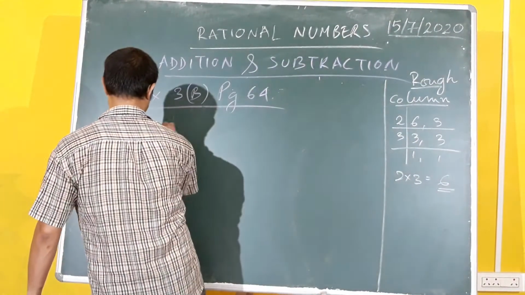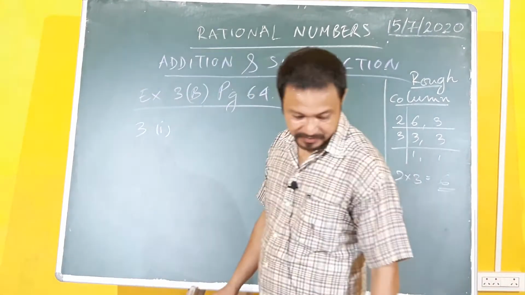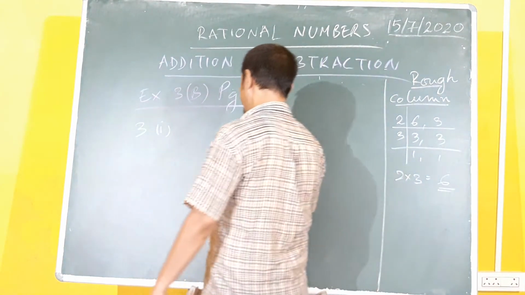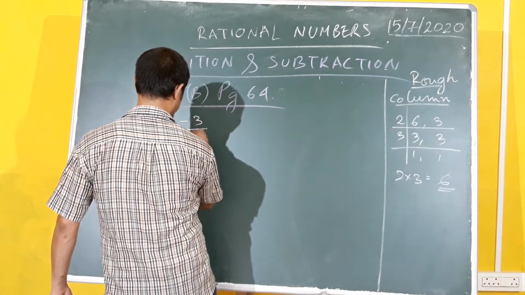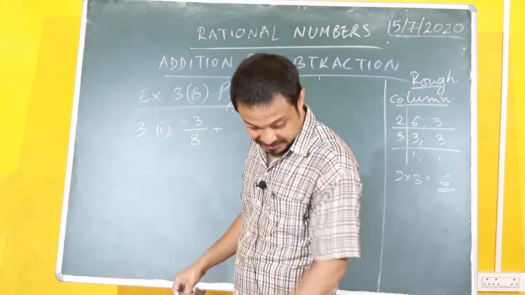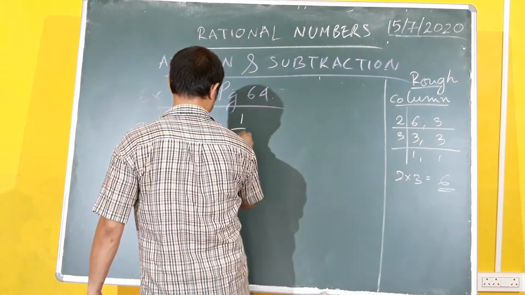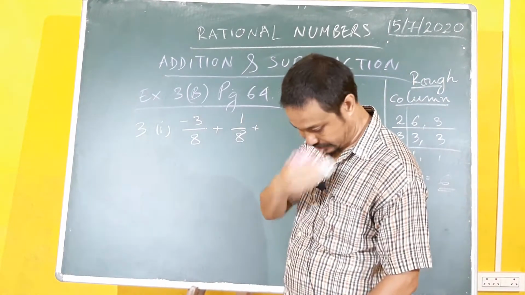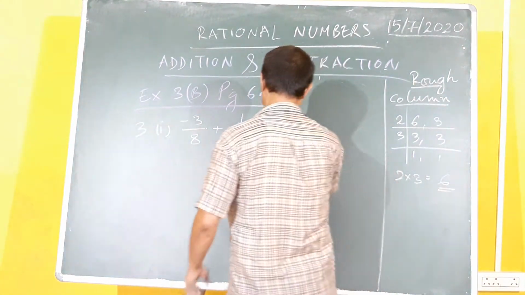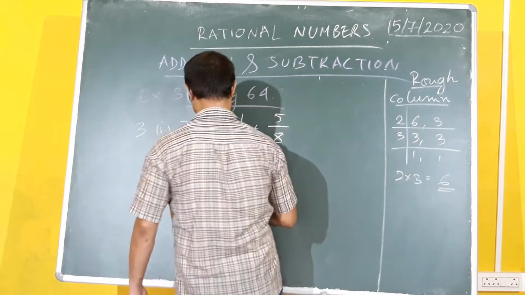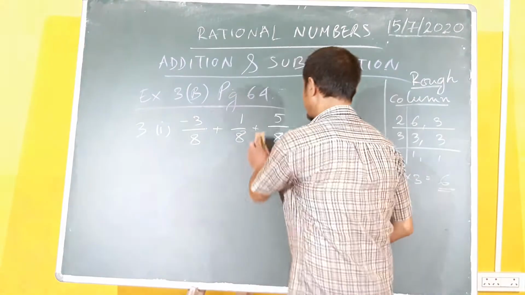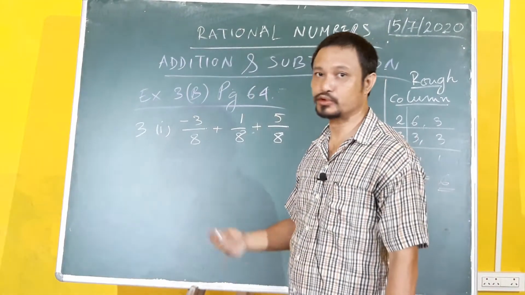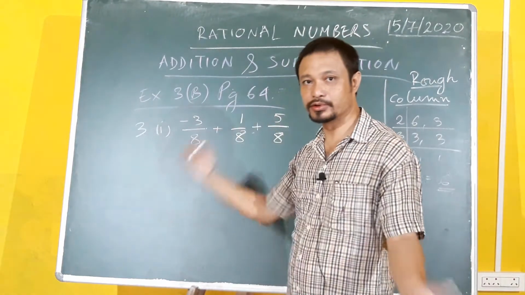3 subsection 1. What does it say? Evaluate. Evaluate means find out, solve it. Okay. So out here now we have 3 rational numbers: minus 3 upon 8 plus 1 upon 8 plus the last number is 5 upon 8. Now again children, don't panic, don't worry. Sir, there were 2 numbers, now there are 3 numbers, doesn't matter. The rule is the same. Even if there are 20 of them, the rule is the same.